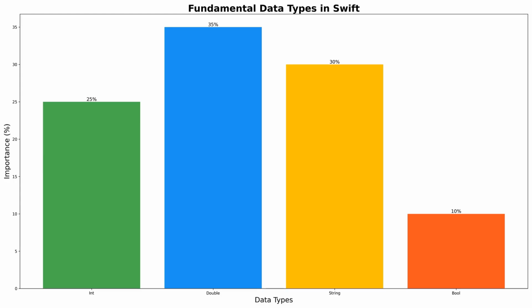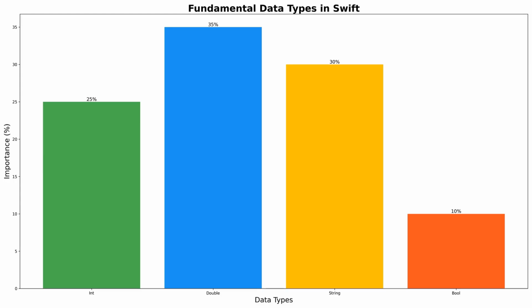Now, if we take a look at the chart, we see that Double is really the standout here, clearly emphasizing the focus on floating point precision and numerical computations. Coming in right behind it is String at 30%, which underscores just how vital text handling is in most Swift tasks. Int, while at 25%, shows that whole number arithmetic continues to play an important role, just a tad less dominant than its floating point and string counterparts.